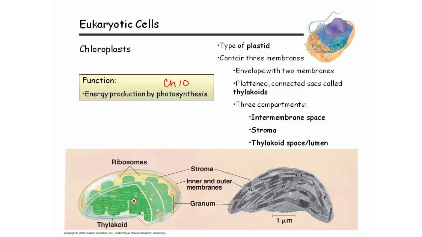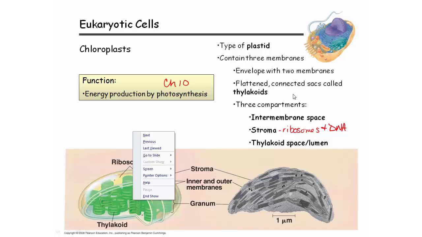Because we have three membranes, we do have three compartments. We have the intermembrane space, which is the fluid-filled area between the inner and the outer membrane. We have the stroma, which is where you will find the ribosomes and the DNA. This is going to be all of the fluid that surrounds the outside of the thylakoids. And then we do have the thylakoid space, or oftentimes called the lumen, which is going to be the interior area of the thylakoid. So that would be all the area on the inside.